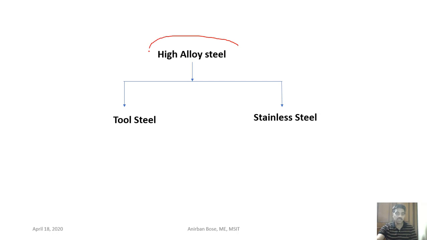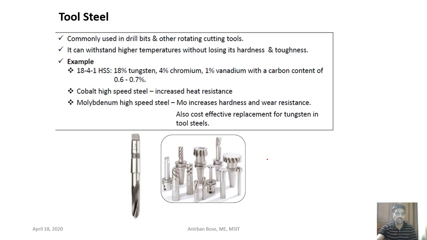Now if we come to the high alloy steels, they can be of two kinds: either a tool steel or stainless steel. Now coming to the tool steels first, you have to remember that they are commonly used for drill bits and other rotating cutting tools. Okay, it can withstand high temperature without losing its hardness and toughness. This is the most important: at high temperature, it can maintain its hardness.